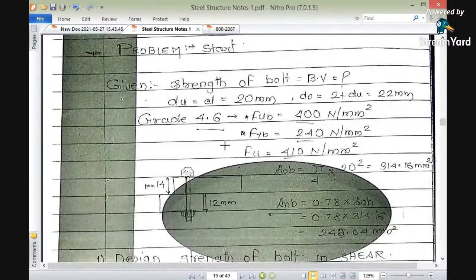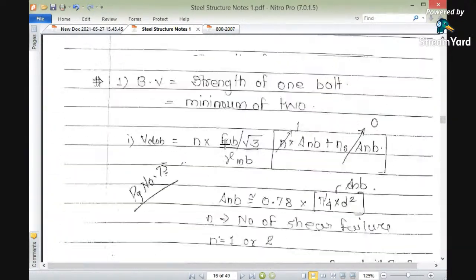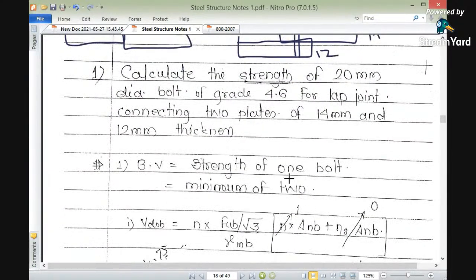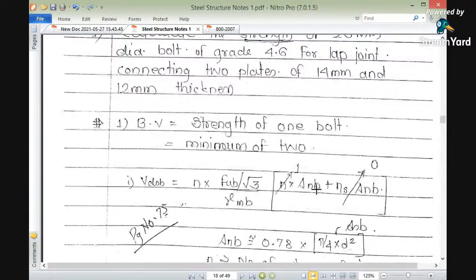So here, the strength of one bolt is equal to the minimum of two values. So VDSB, again this formula, it has been mentioned in IS code. This complete formula from this part to this part has been mentioned in IS code. Only we are multiplying with the n. N stands for the number of shear planes.